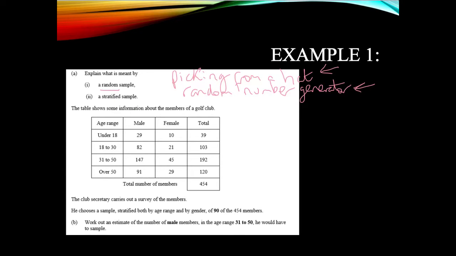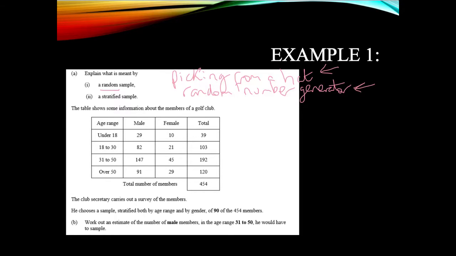A stratified sample is where you keep the same proportion of people in your sample as you have in the whole population. So in this case we've got some males, some females, and different age groups here. Now, I'll show you in a second how you work out the stratified sample of each of these different people. But a stratified sample is a sample of people that keeps the same proportion of people in your sample as there is in the whole thing. Okay, let's see if I can show you how you would do that.